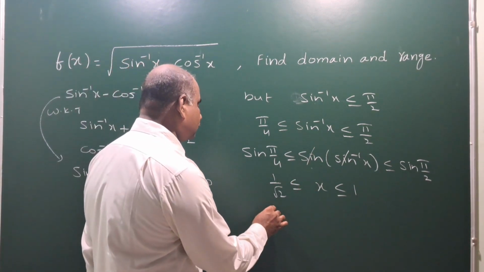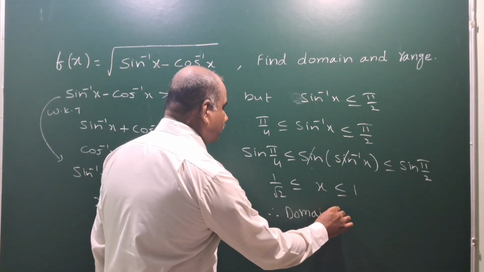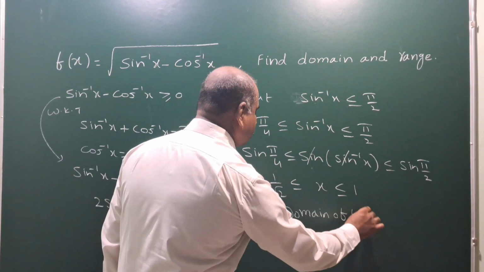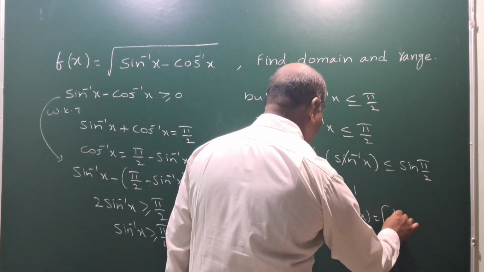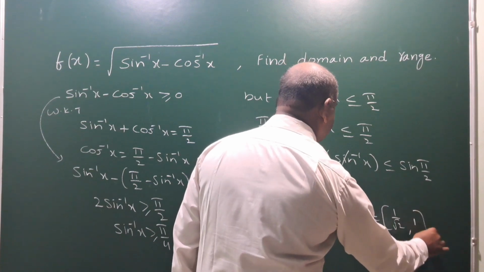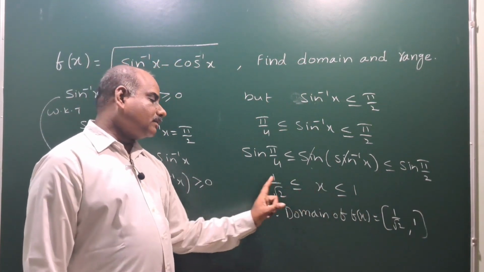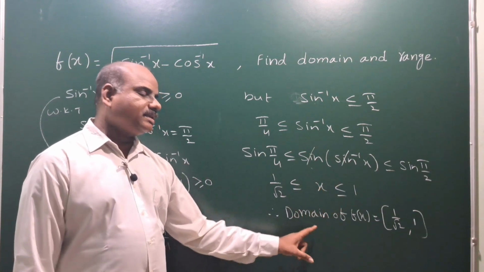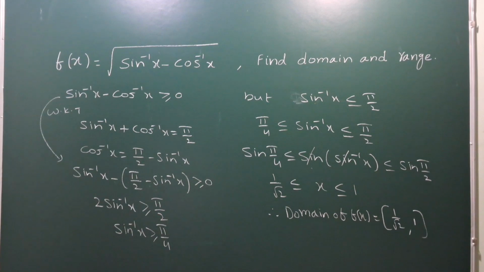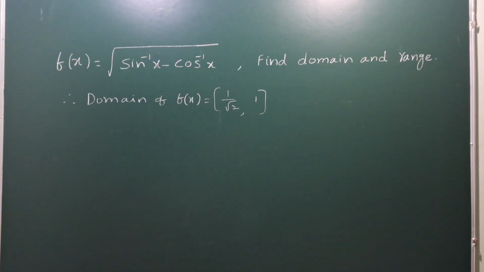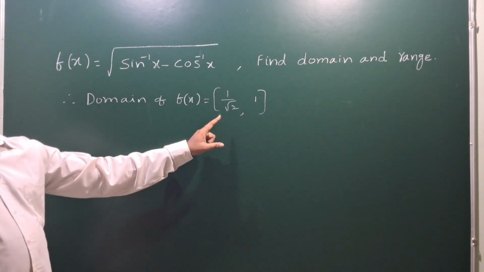Therefore, the domain of f(x) is the closed interval 1 by root 2 comma 1. The values of x start from 1 by root 2 to 1. So this is the domain of f(x). Next, see the range of f(x). Continuing, we have the domain of f(x) as the closed interval 1 by root 2 comma 1.